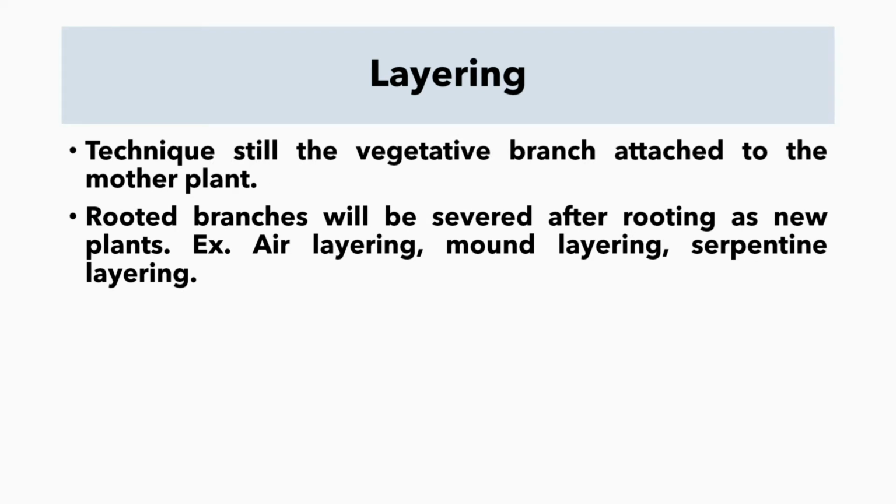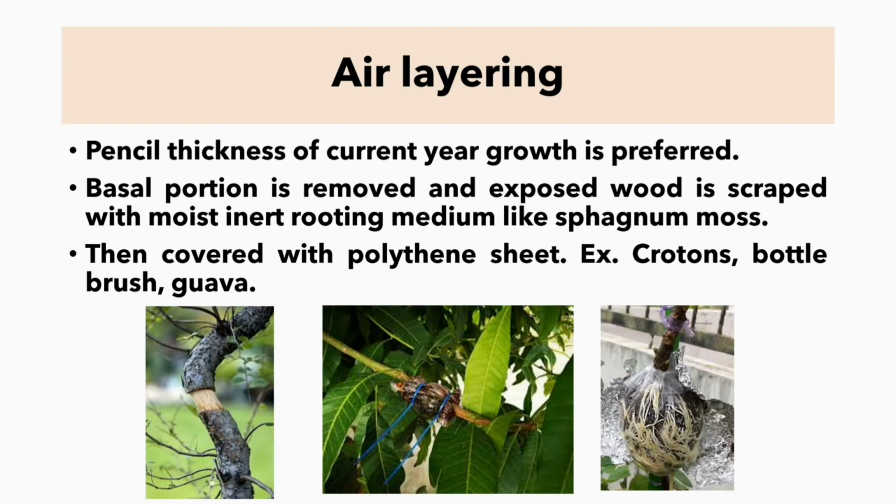Next, we are going to see about layering. Layering is a technique where vegetative branches remain attached to the mother plant. Rooted branches survive after rooting as new plants. There are different types of layering: air layering, mound layering, serpentine layering. Pencil thickness of current year growth is preferred for air layering. Basal portion is removed and exposed wood is scraped. At the scraped portion, we have to keep a moist inert rooting medium like sphagnum moss for rooting. Then cover it with polythene sheet. Examples for air layering are croton, bottle brush, guava, etc.